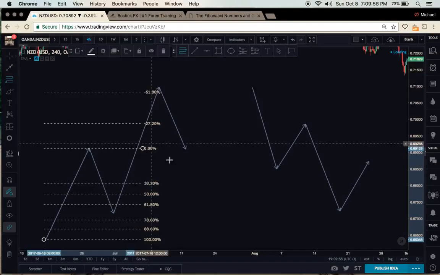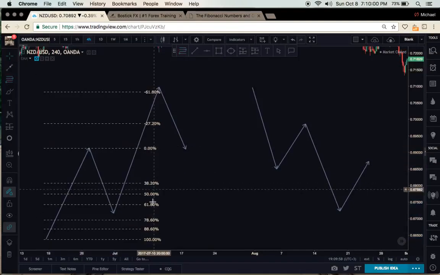Now, each of these levels is a Fibonacci retracement number. So this is 38.2, 50%, 61.8%, 78.6%, 88.6%, and 100%, right? So this measures the retracement.